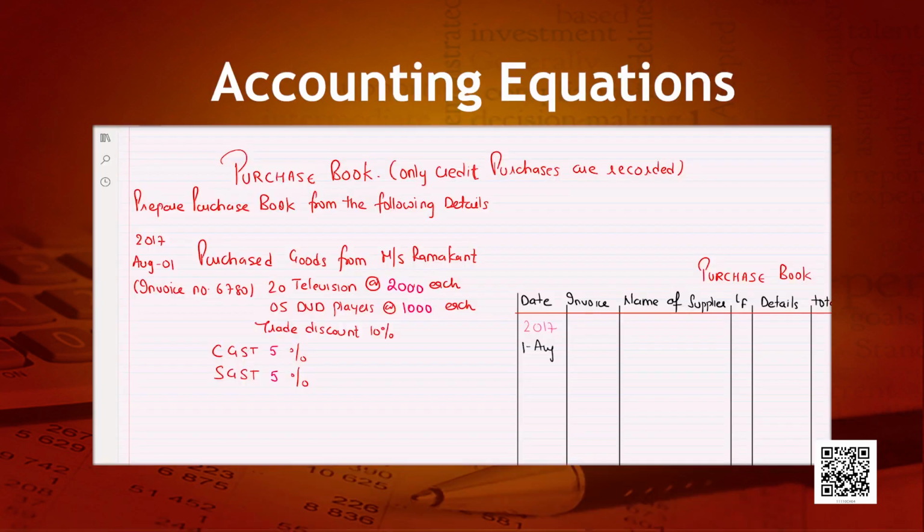Let us start with purchase book. Let me recall, purchase book, sales book, these are such books which are recording transactions which are made on credit. You bought goods on credit, that would be recorded in purchase book. You bought goods for cash, that would be recorded in the cash book. Same happens to sales book. Let us start with the question in which you can see Messrs. Ramakant, invoice number 6780. When the invoice is mentioned, that means the entry is on credit. Let us see how do we record it.